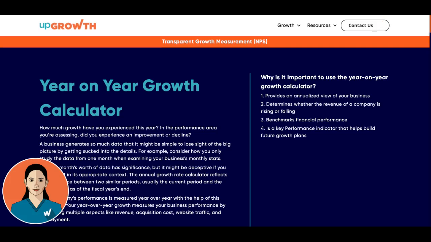Welcome to our YOY calculator demonstration, also known as year-on-year growth calculator. So today we will show you how this tool can help you calculate the annual growth rate for a project.